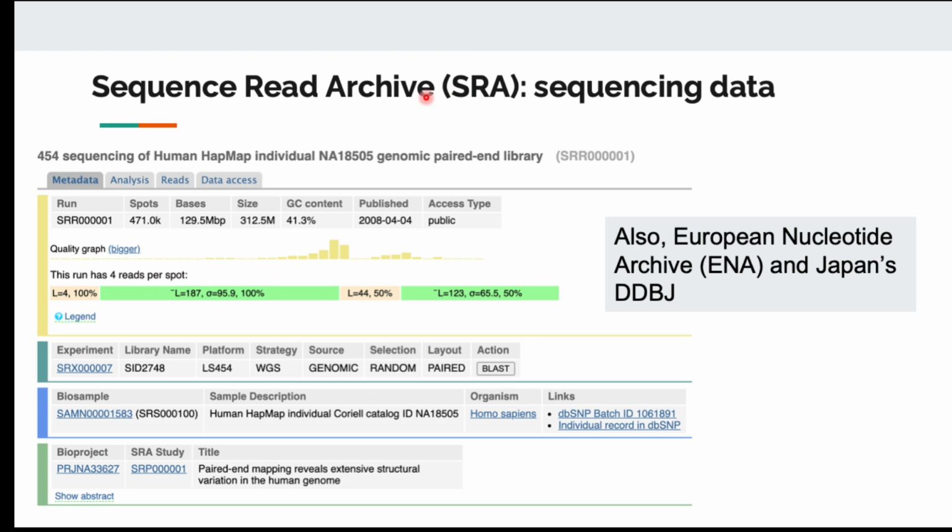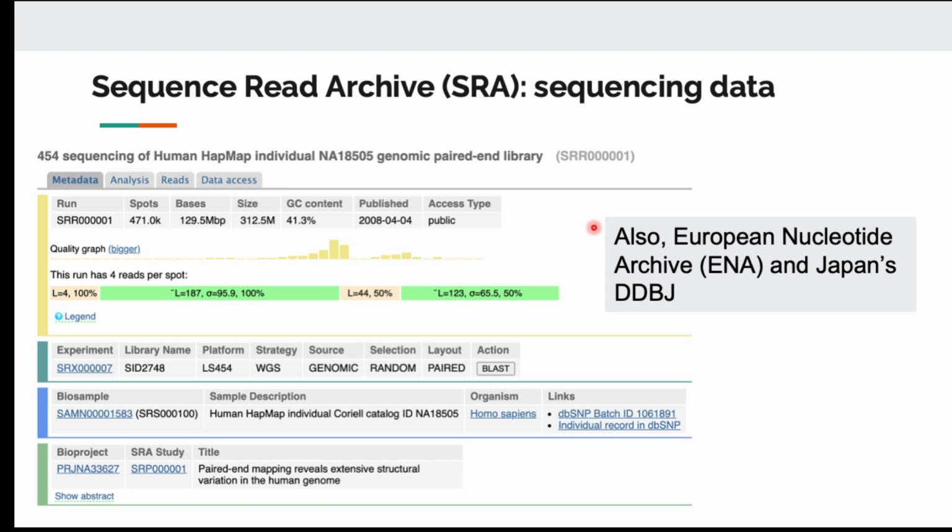Sequence Read Archive is hosted by NCBI on the US server. The European equivalent is called European Nucleotide Archive, or ENA, and the Japanese equivalent is DDBJ. You should know all three, because sometimes, depending on where the researcher is located, he or she might opt to upload to one of the three servers.